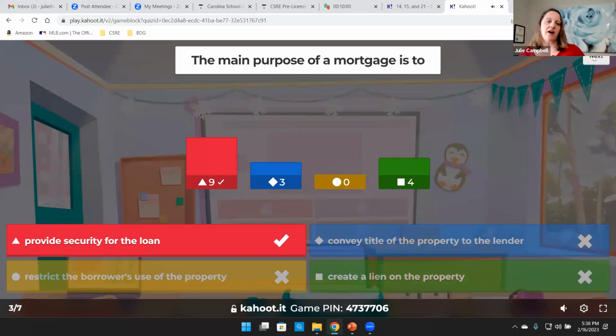The main purpose is to provide security for the loan. The mortgage is the collateral that the lender has. It's what they have to hold the borrower to their promise to pay them X amount every month for the next 30 years. It does create a lien as a side effect, but that's not its main purpose. Its main purpose is to offer security to the lender. Remember, the reason we record is so it's enforceable against third parties. So by recording, the lender's protecting their interest. They're providing that security. Questions on this one?